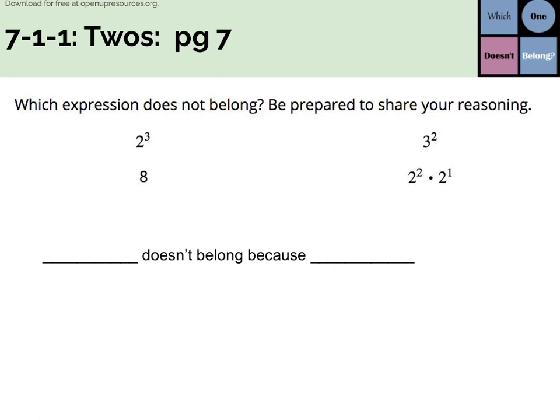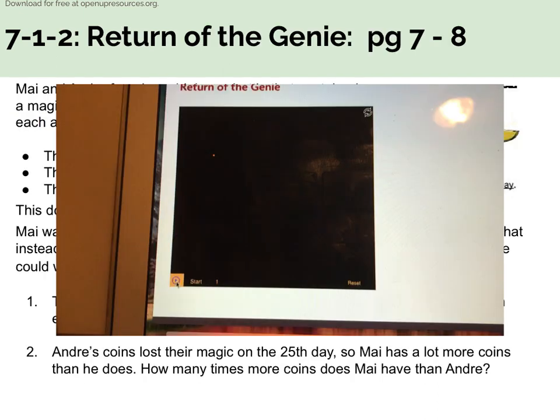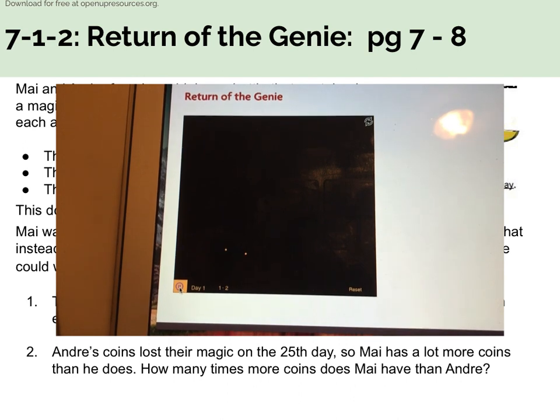One of the things I do want to go ahead and explain is some terminology. Let's say we had 2 to the third power. The 3 is known as the exponent, and the 2 is known as the base. We're going to explain how the base and the exponent work today during this lesson. All right, let's look at page 7 to 8.